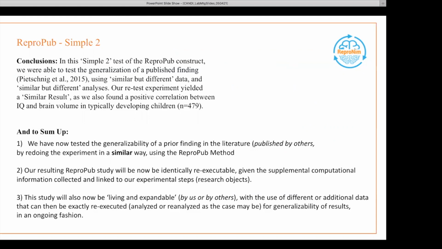So to sum that up, we now have tested the generalizability of a prior finding in the literature published by others by redoing the experiment in a similar way using the repropub method. The resulting ReProPub study will now be identically re-executable given the supplemental computational information collected and linked to our experimental steps, meaning all the steps that were used to do this in the ReProPub way are publicly available to others. So somebody else can now go to that, pull those same exact pieces of information and work with them.